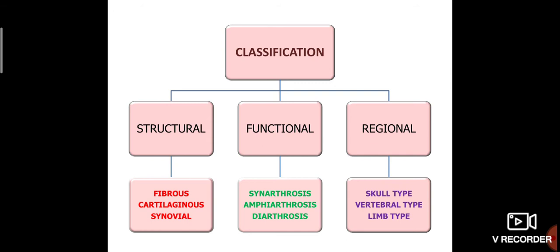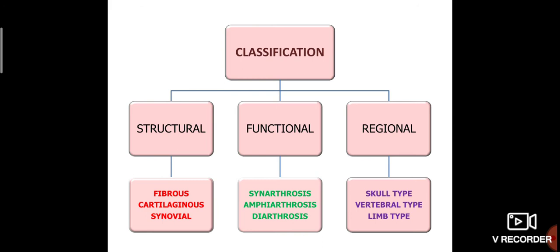Then sometimes two bones are connected by a fiber material. So based on that, we can divide the structural classification into fibrous, cartilaginous and synovial. Next is based on the function, which means based on its range of movement. We can classify the joints into synarthrosis, amphiarthrosis and diarthrosis.